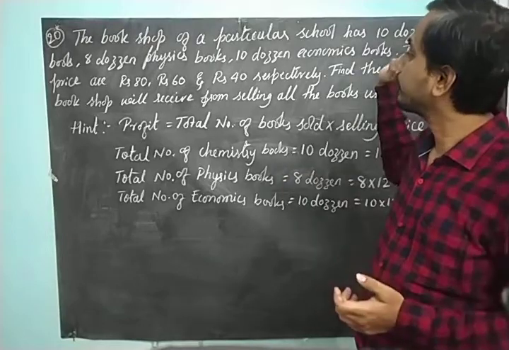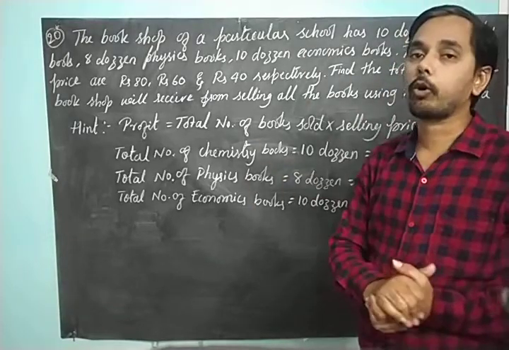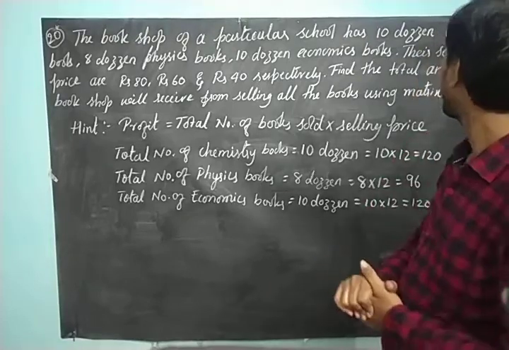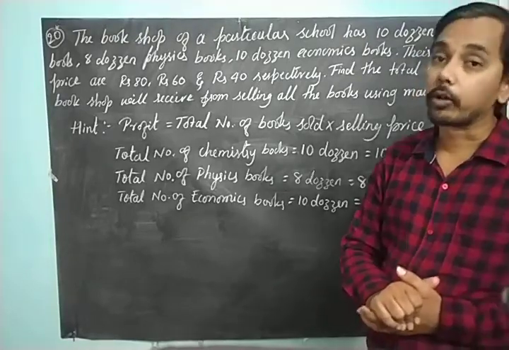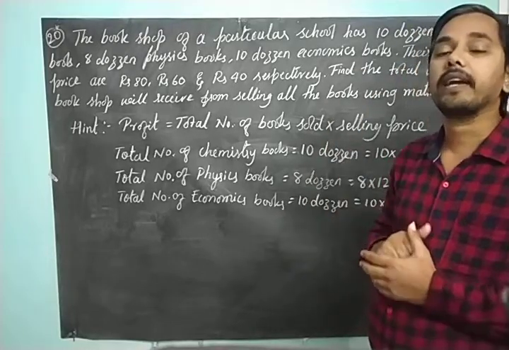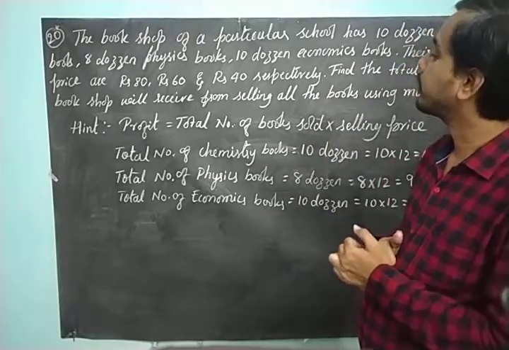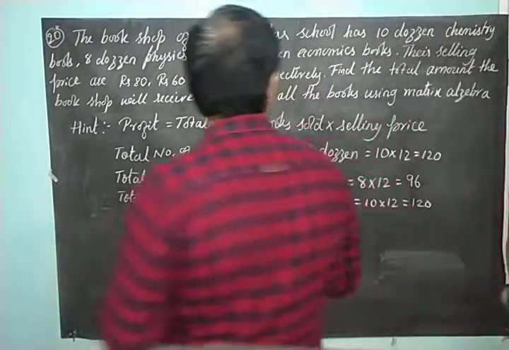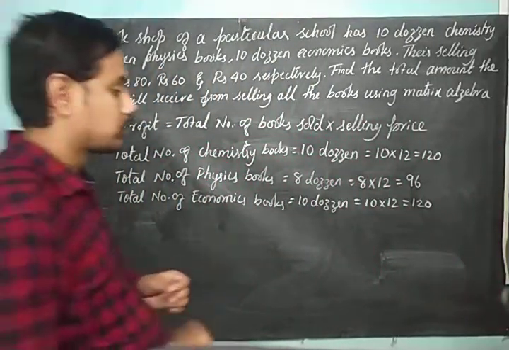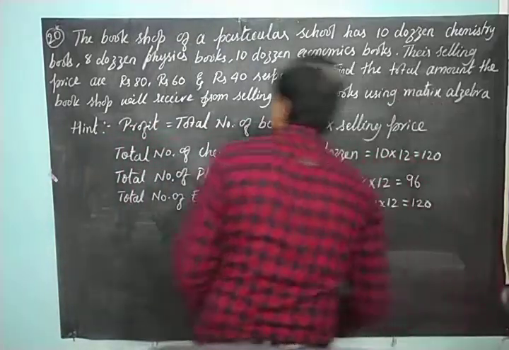If the bookshop sells all these books, what is the total amount he is going to get? Not the profit, the amount he is going to get. So you need to solve this compulsorily by the matrix method. So what is the hint for that? It's not profit, total amount.